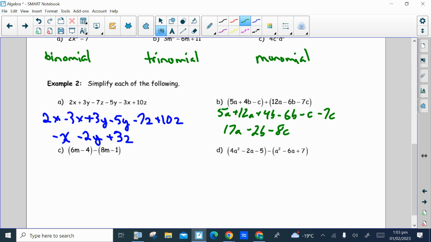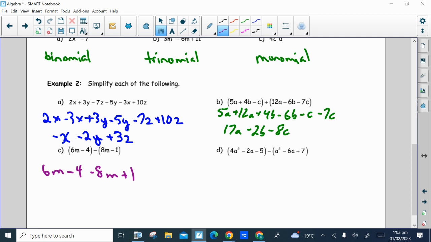What's different about question C and D, though, is that there's a minus sign in front of the second bracket. And remember, when we were dealing with integers, we said subtracting is the same as adding the opposite. That's what we're going to do here. There's no sign in front of the first bracket, which means it's a positive. And that means when you remove it, nothing changes. But there's a minus sign in front of the second bracket, so we're going to add the opposite. Instead of subtracting an 8m, we're going to add a negative 8m. And instead of subtracting a 1, we're going to add a positive 1.